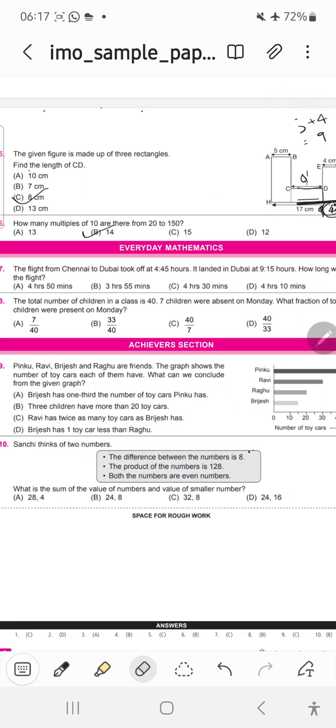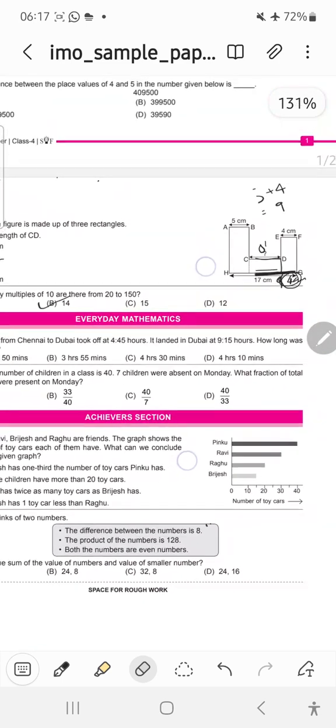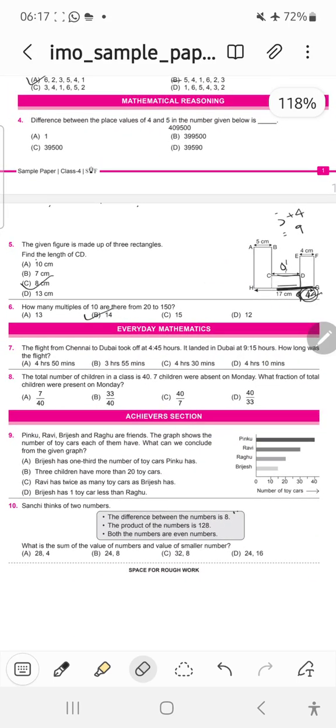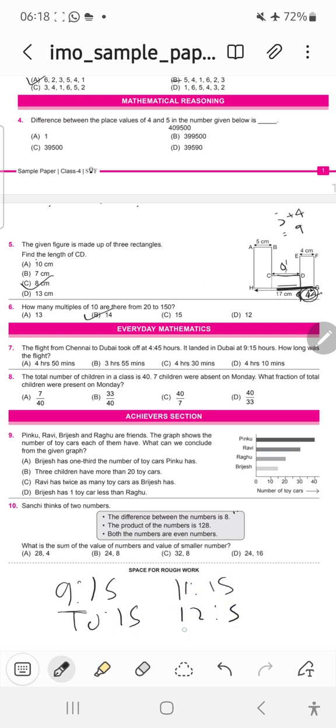The flight from Chennai to Dubai takes 4:45 hours. If it landed in Dubai at 9:15, so add 4 hours here directly. When you add 4 hours to 9:15, if you add 1 hour, 10:15. Add again 1 hour, 11:15. Add again, 12:15. Add again, it should be 1:15, which you can say 13:15.